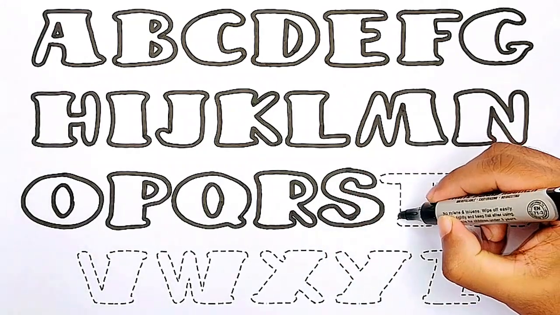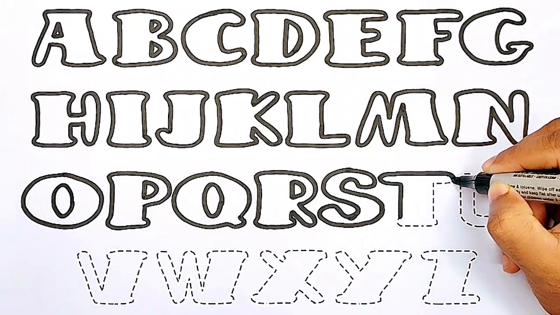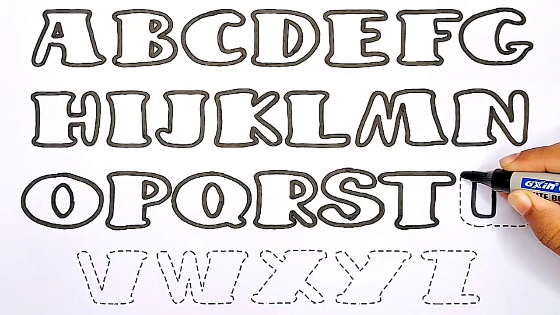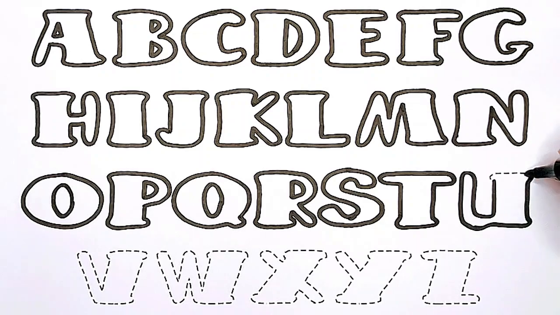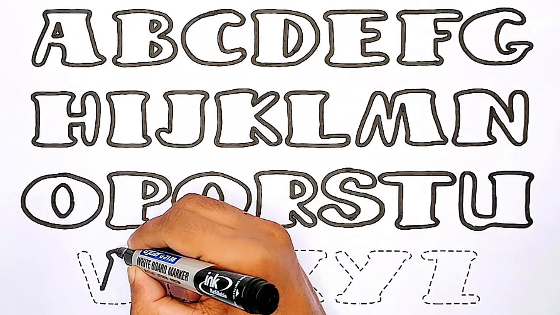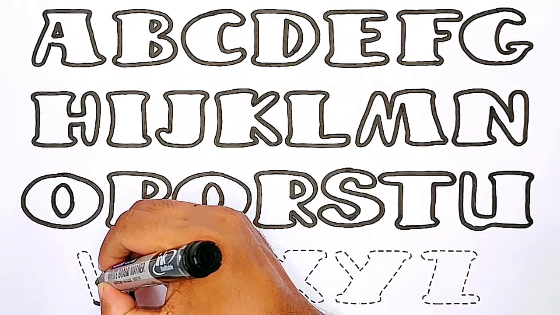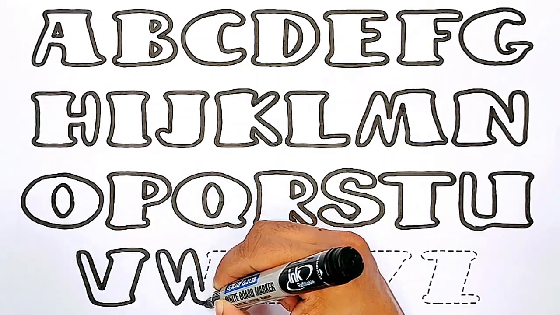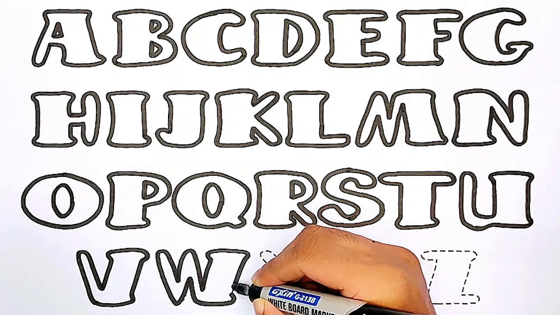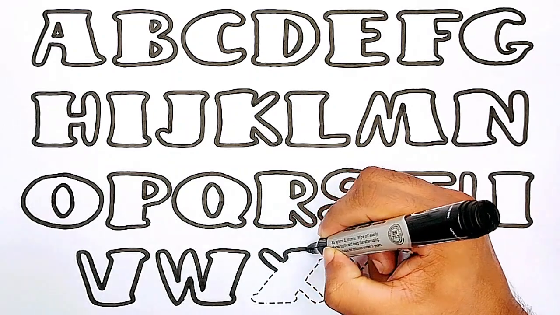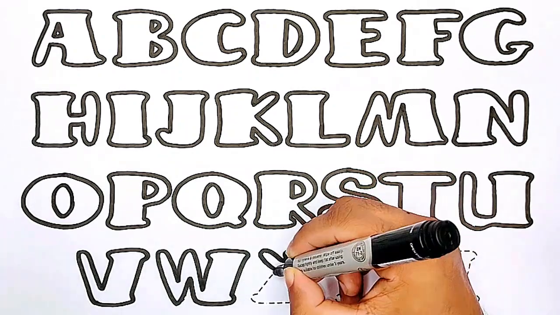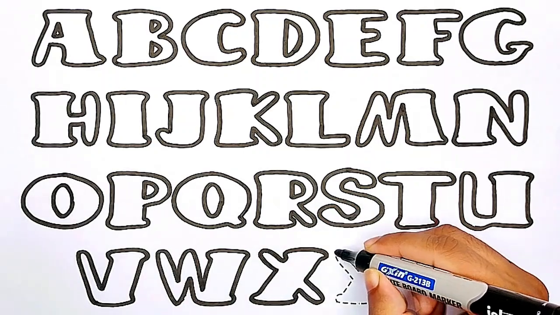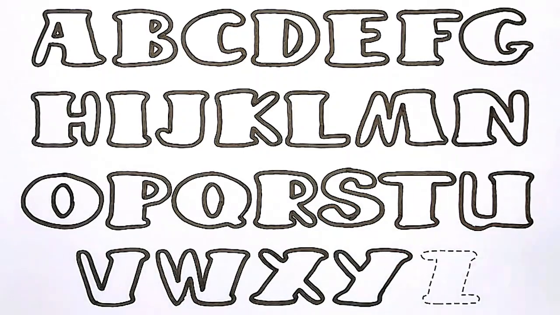S. A, B, C, D, E, F, G, H, I, J, K, L, M, N, O, P, Q, R, S, T, U, V, W, X, Y, and Z. Now I know my ABCs. Next time, won't you sing with me? X. Y.